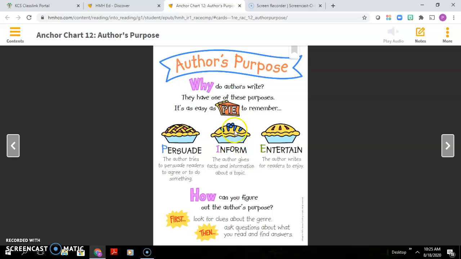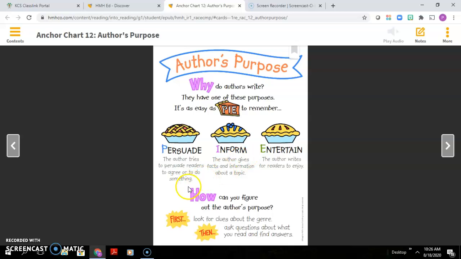Another reason an author writes, and we see the E in pie, is to entertain. And when an author writes to entertain, they want you to enjoy the book and have fun reading it. Those are books like your Junie B. Jones books, Dr. Seuss, Splat the Cat. Those are books that entertain us and are fun to read.